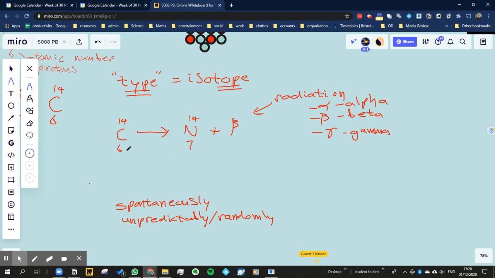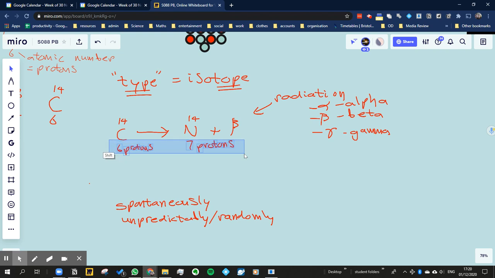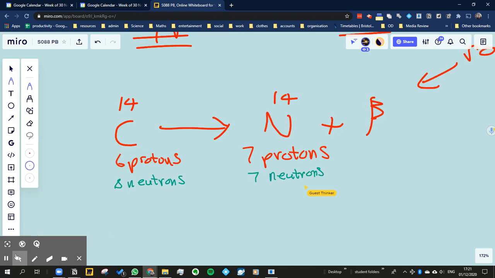So let's just make sure we understand what's going on here. We've got 6 protons, and we've got 6 and 7 protons on the right. So I'm just going to shrink that a little bit so there's a bit more space. Okay, that's fine. So can you work out how many neutrons the one on the left has and how many neutrons the one on the right has? Right, so 8 neutrons, 7 neutrons. So remember the mass number, this stayed the same.